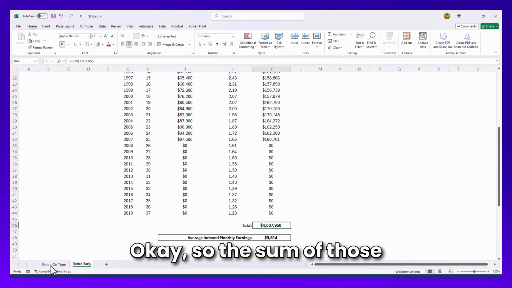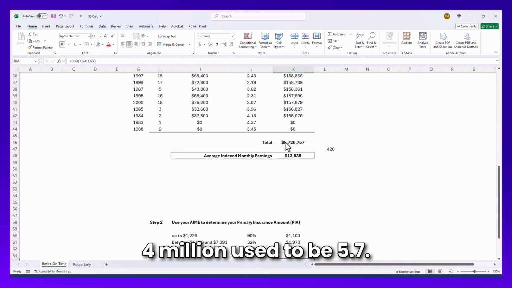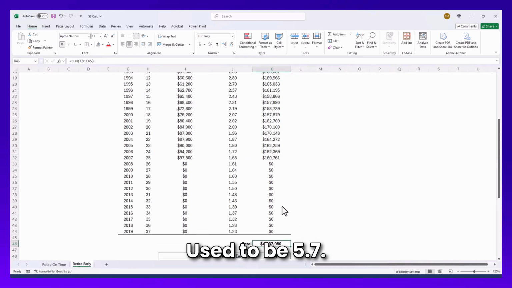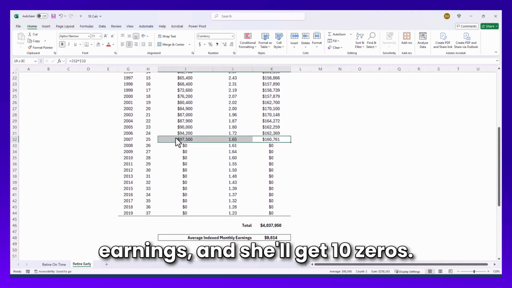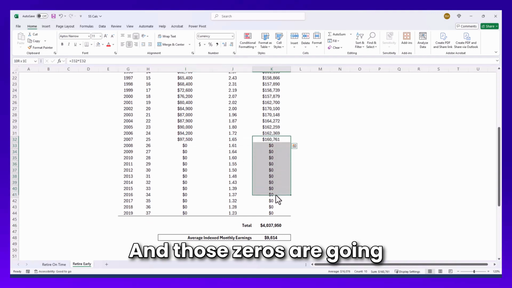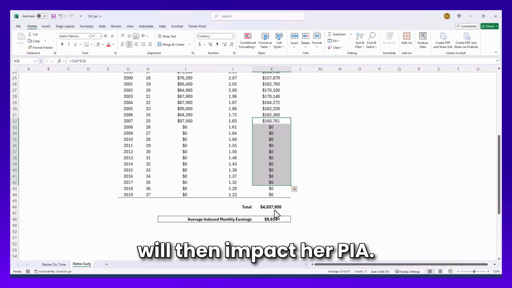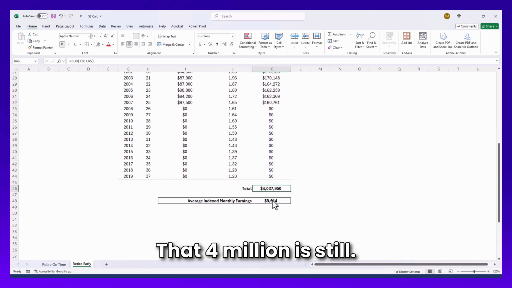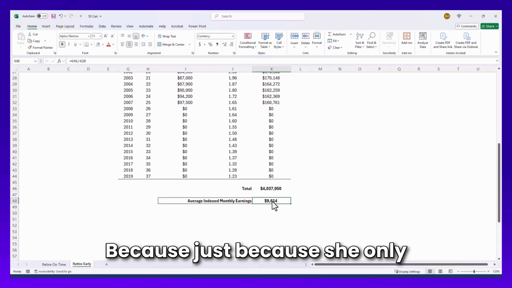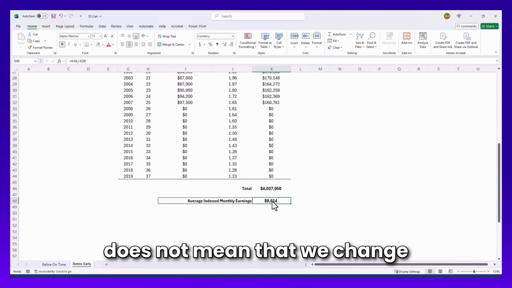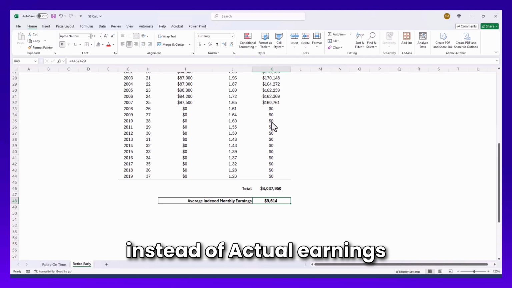Okay. So the sum of those 25 years now is 4 million. It used to be 5.7. Now she only has 25 years of earnings, and she'll get 10 zeros. Those zeros are going to impact her average index monthly earnings, which will then impact her PIA. That 4 million is still divided by 420, because just because she only has 25 years of earnings does not mean that we change what it's divided by. Nope, still 420. She just has all these zeros instead of actual earnings.